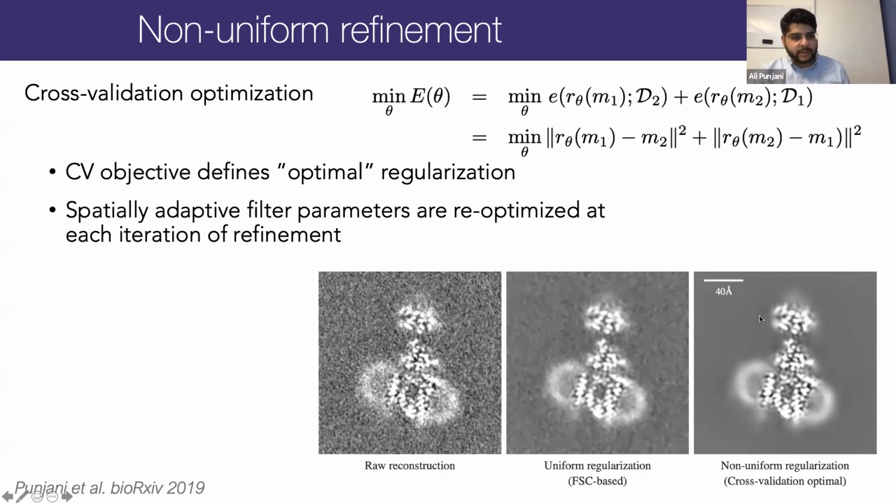Doing this kind of regularization at every iteration of refinement in a way that doesn't break the gold standard split, and doesn't cause overfitting of its own, and there are a bunch of other details to make sure of that can all be read in the paper, yields some really dramatic improvements in the resolution we're able to get for membrane proteins.